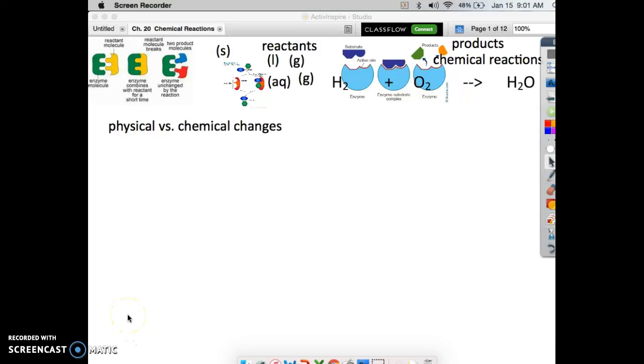Here we are in chapter 20. We're going to get all reactive here. We're talking about chemicals and how they react and chemical reactions. So let's start with, we've been talking about physical versus chemical changes.